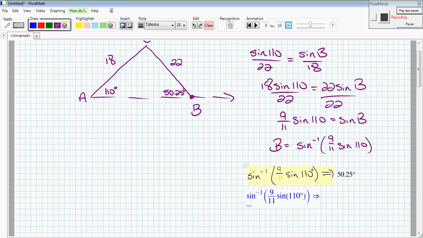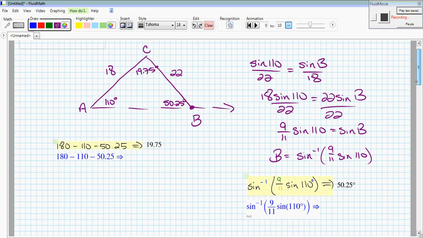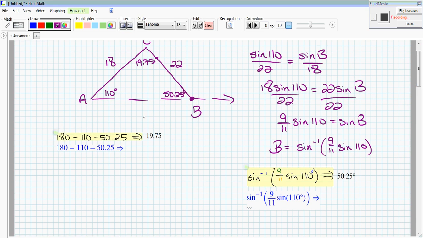Then to find angle C, we would simply take the 180 minus the 110 minus 50.25, and we get 19.75. Now, it did say to round to the nearest integer, so just make this 50, make this 20, either one of those is okay. So we have that, and then the final piece that we would need is this side C. From here we're going to use the law of sines again.